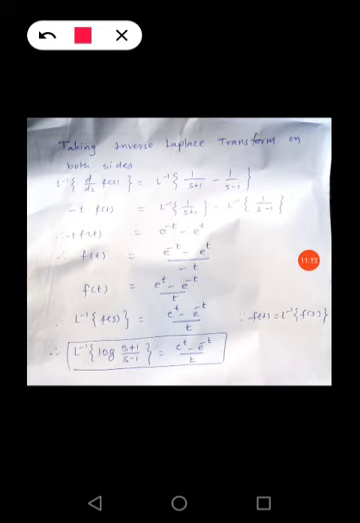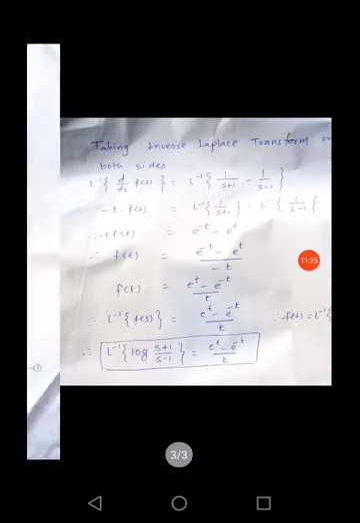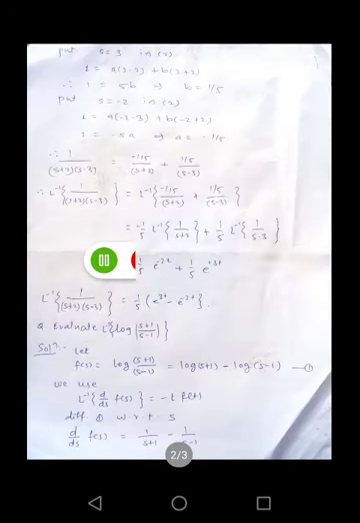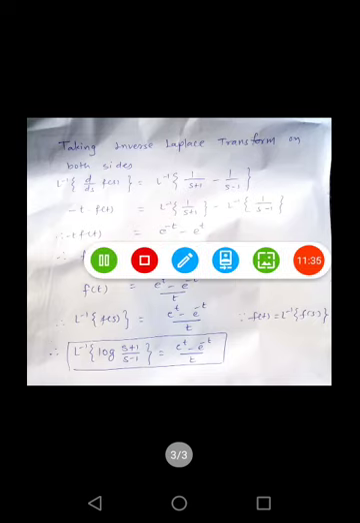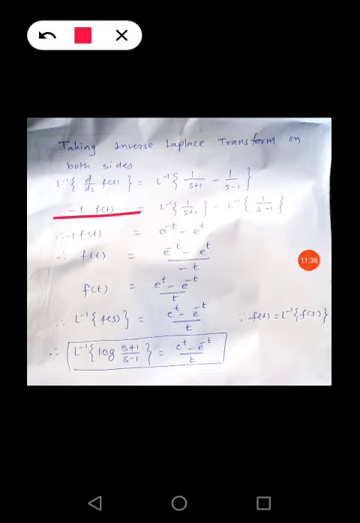Now let's see, what is the value of L inverse d by ds of f of s, which is minus t into f of t. So use this value here, minus t into f of t is equal to L inverse, so separate the inverse Laplace transform: L inverse 1 upon s plus 1 minus L inverse 1 upon s minus 1. So L inverse 1 upon s plus 1 is nothing but e raised to minus t, and L inverse 1 upon s minus 1 is nothing but e raised to t, along with the negative sign here.